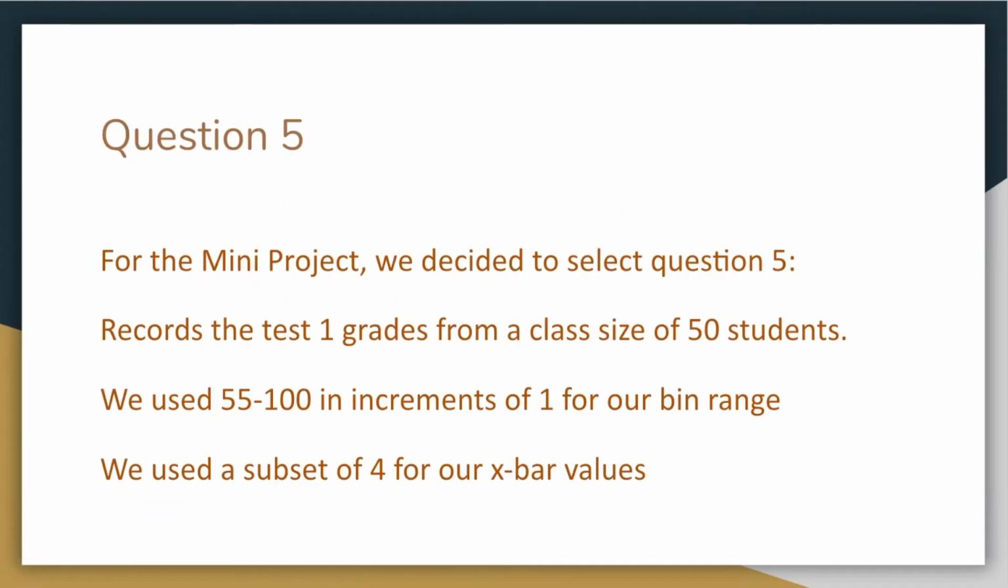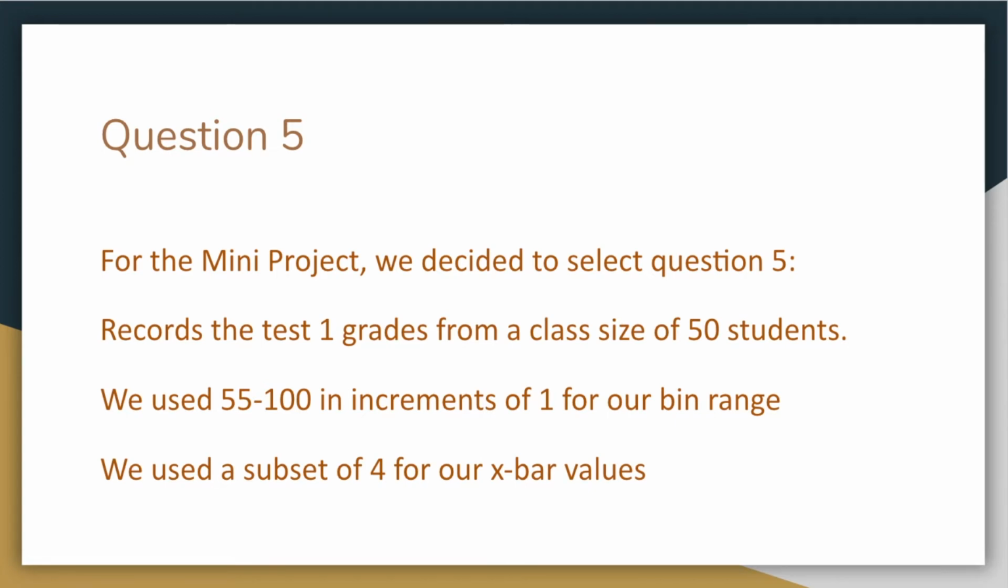For our mini project, we decided to select question 5, which records the test 1 grades from a class of 50 students. Therefore, we will be using 50 data points in our Excel sheets. We use 55 to 100 in increments of 1 for our bin range, and we created 3 sets of 50 X-bar values using a subset of 4 data points, which is really just selecting 4 data points from the previous set of data and taking the average.